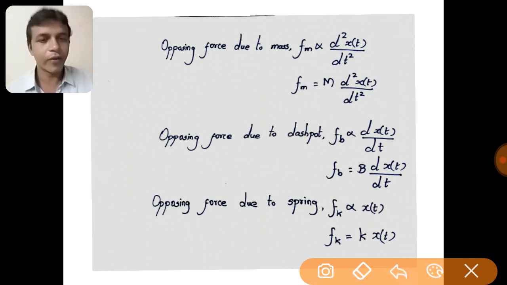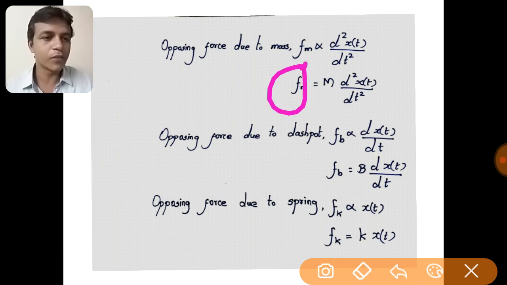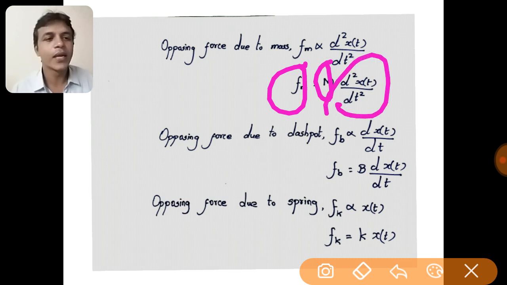We are very familiar with this mathematical formula, Newton's law of motion. Force is equal to mass into acceleration. So whenever we talk about the opposing force due to mass, we can write opposing force Fm is equal to mass into acceleration. Acceleration in derivative form is m into d square by dt square of x of t, and when we apply Laplace transform, it becomes m into s square into x of s in s domain.